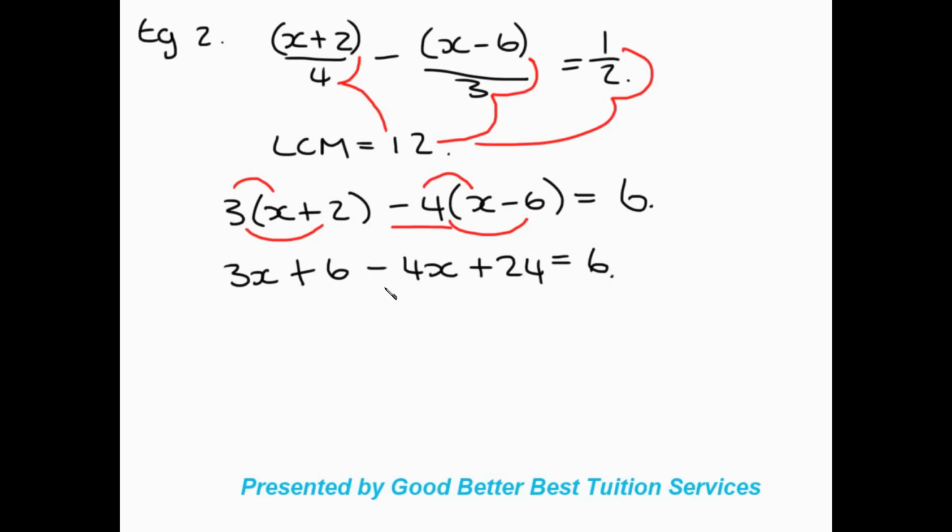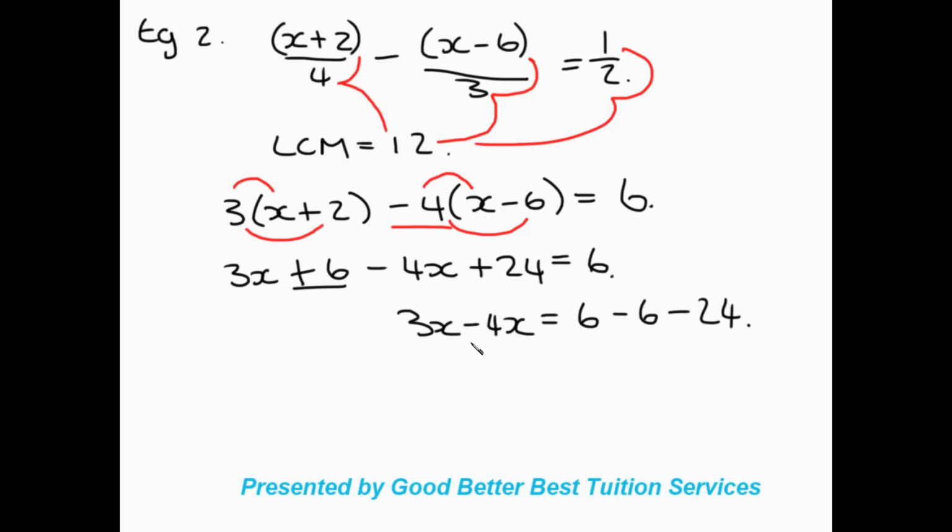So now, as we know, we will try and get all our variables to the left hand side, all of our numbers to the right hand side, or vice versa. But we'll keep our variables on the left hand side this time. So we'll now have 3x minus 4x is equal to 6. So this positive 6 will take over. We'll get minus 6. And then this positive 24 will come over and we'll get negative 24.